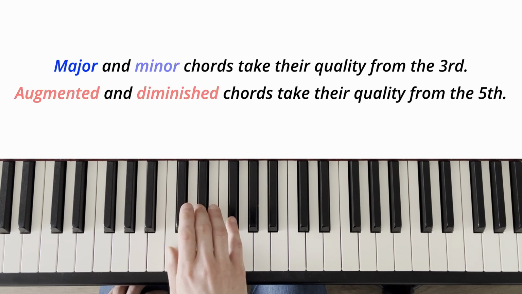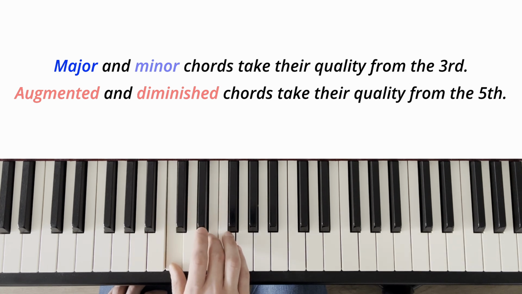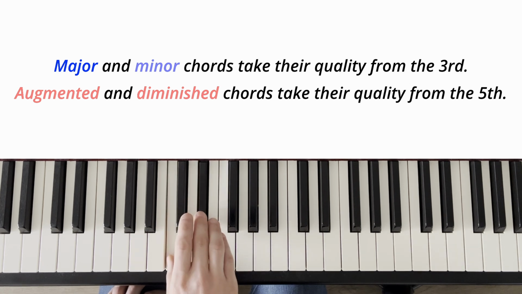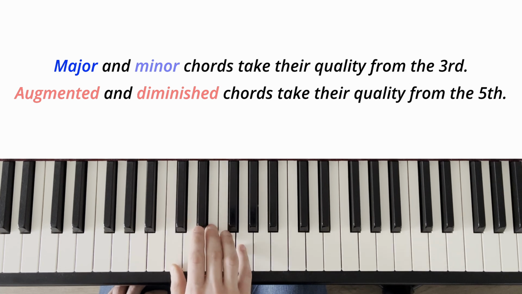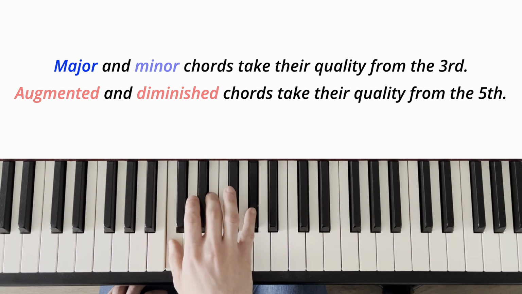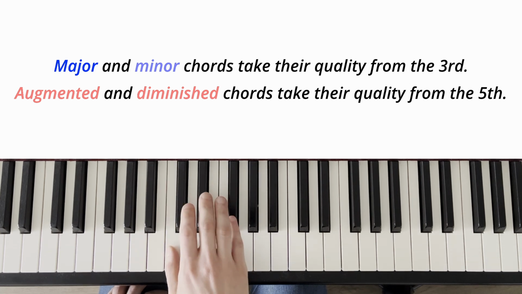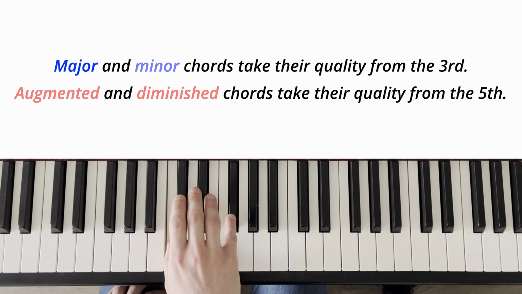Here's one more rule for naming triads. Major and minor chords take their quality from the third of the chord, but augmented and diminished chords take their quality from the fifth. In a major chord, the third is major, and in a minor chord, the third is minor. In an augmented chord, the fifth is augmented, and in a diminished chord, the fifth is diminished.